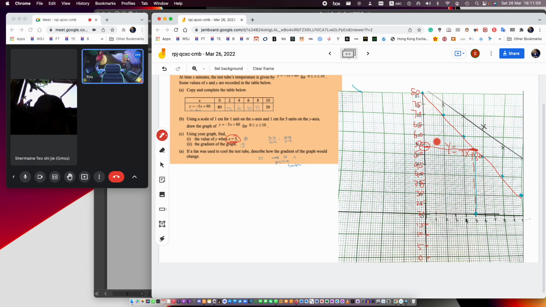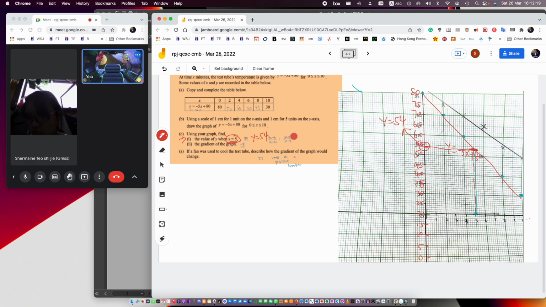Am I right? Yeah. So therefore, the y value is y equals 54. So that's how you get y equals 54 for CI. So the gradient, how do you get the gradient?